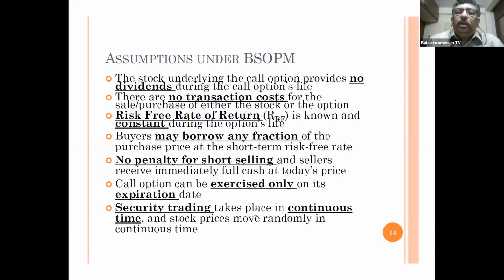Then the next assumption is that there is no lot. It essentially expects that any fraction can be done by anybody. So that is the next assumption. And there is no penalty for short selling, which is considered in this. Whereas all these could, in real life, make changes. In fact, that's why you will find that the option prices which are quoted and available in the market can vary significantly.